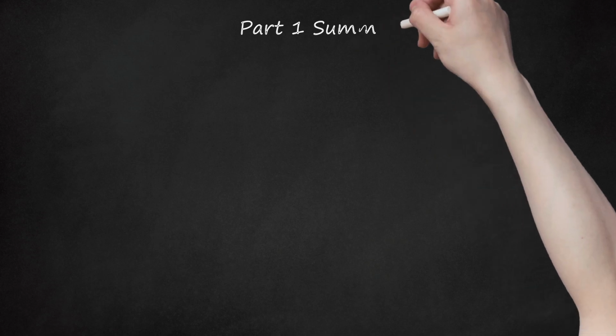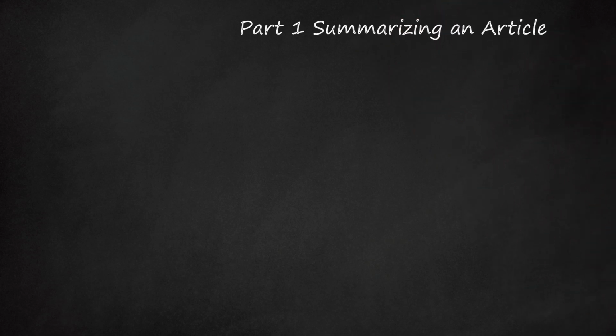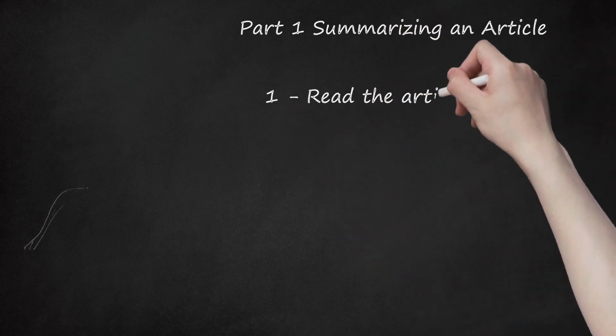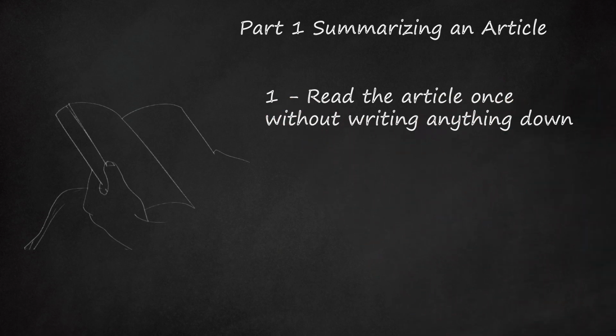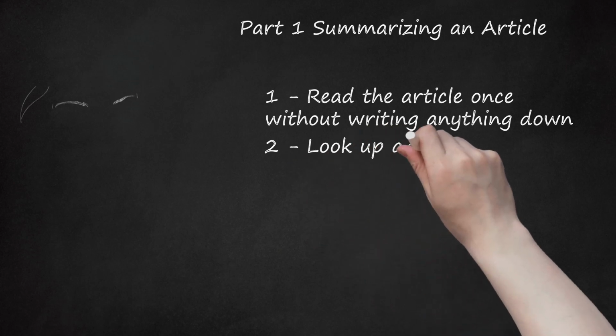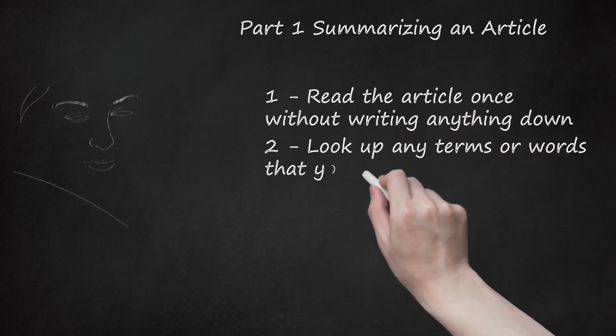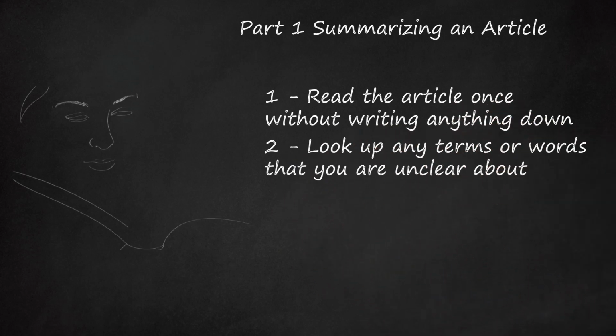Part 1. Summarizing an article. 1. Read the article once without writing anything down. The first reading should be used to learn concepts and gain a general grasp of the content. 2. Look up any terms or words that you are unclear about. If your article is technical, you should ensure you understand all the concepts before you begin to analyze.